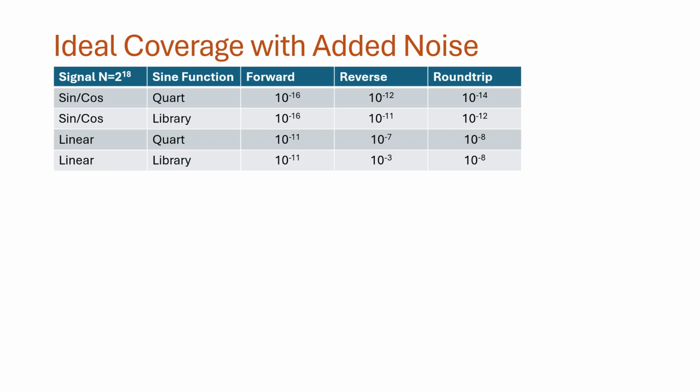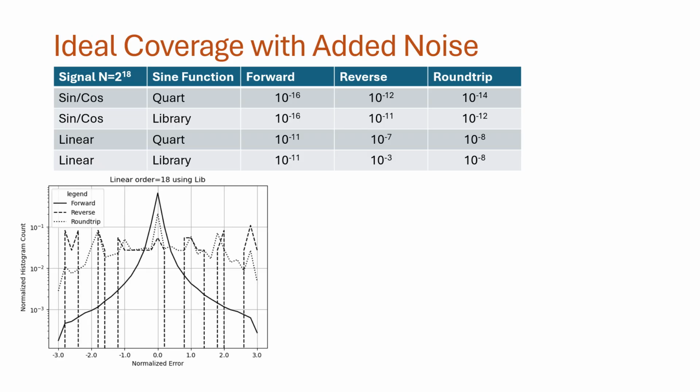For example, for the forward transformation, for the sine, we can see anything above 10 to the minus 16 should be good. On the other hand, for the linear signal using library function, we can see the input noise has to be more than 10 to the minus 3. And here is our error spectrum for the linear signal using library sine function.